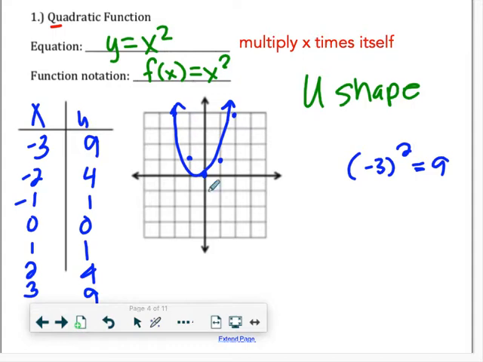I did not do a very good job with my slate here. See if I can try again. There we go. And also please add arrows to your graphs as we go through this unit. So now here's my U-shaped graph that goes along. So this is the parent graph.